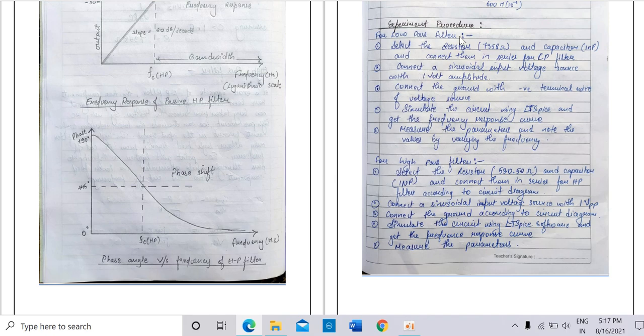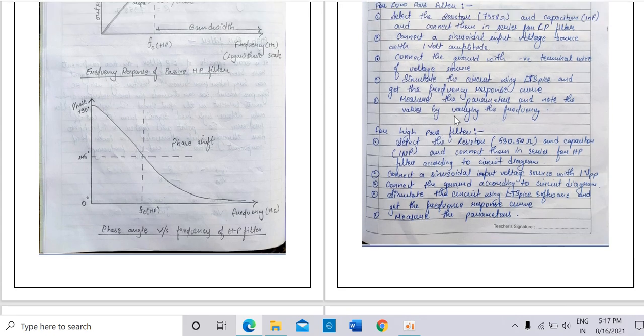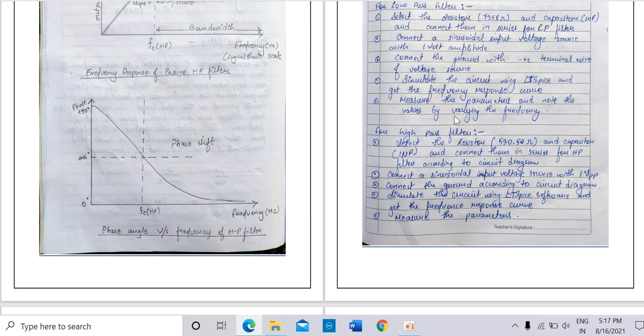For the experiment procedure, I have written over here. We performed this experiment in the LTspice software. First, I selected some components. Then I selected a sinusoidal input source voltage with 1 volt amplitude. Then I simulated the circuit; there was a simulate option in the software. Then I calculated and estimated some parameters from the frequency response curve.